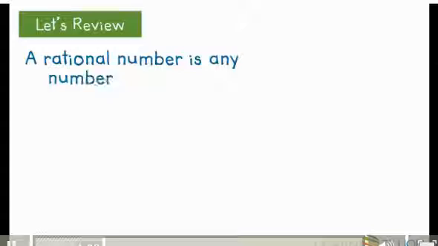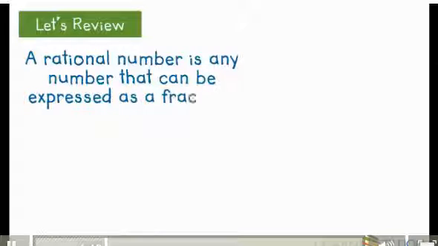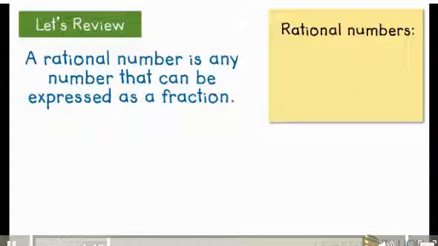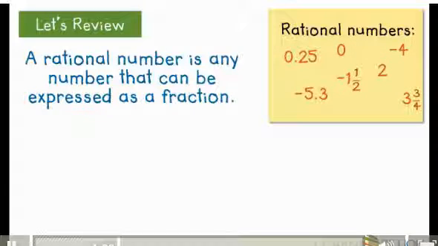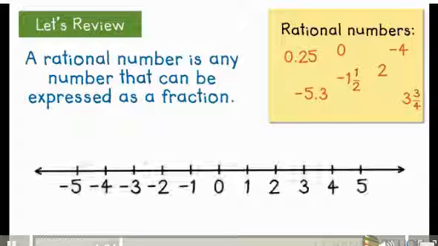A rational number is any number that can be expressed as a fraction. They include numbers like negative 1.5, negative 4, 0, 2, 3 3/4, 25 hundredths, and negative 5 3/10. All of these numbers can be placed on a number line.